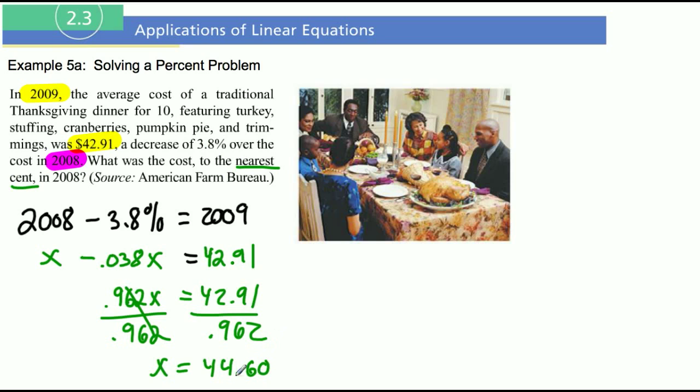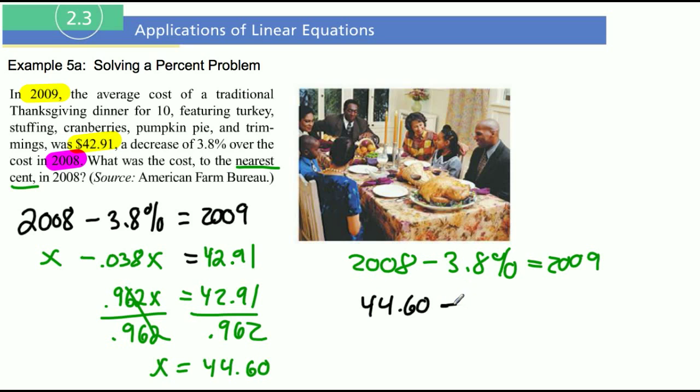So, but now let's just make sure that this makes sense. We don't want to just go along and say, okay, hopefully that's right. Let's see if it makes sense here. So again, we have our equation right here. In 2008, we're going to subtract 3.8%, and that should equal 2009. So in 2008, that price we're saying is $44.60. Now let's subtract 3.8% of this, which means 0.038 times 44.60, and that all better equal the price of 2009, and that's $42.91.